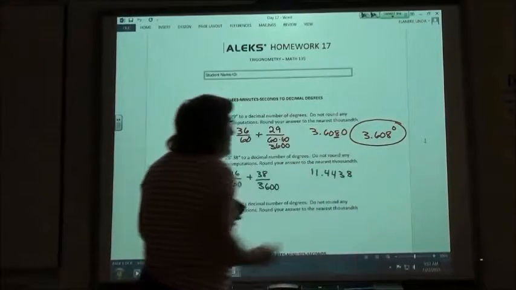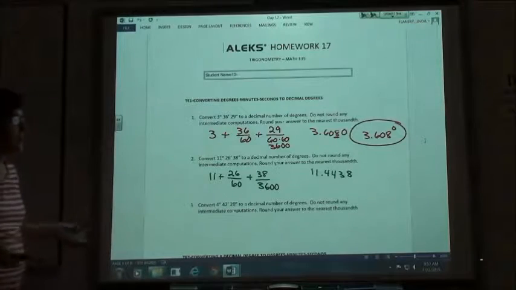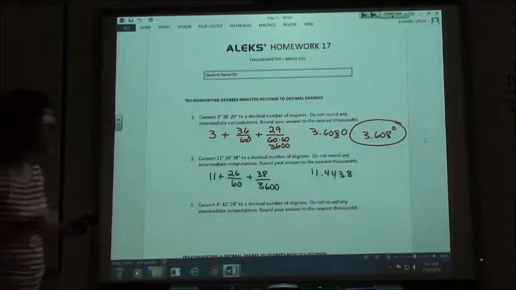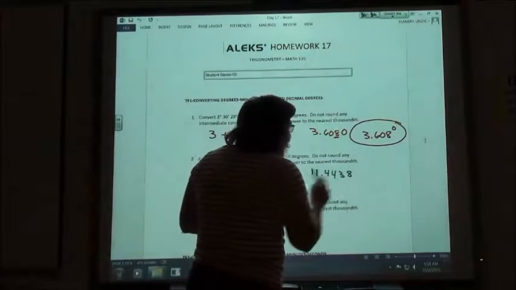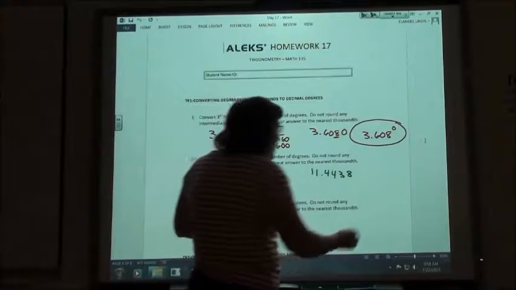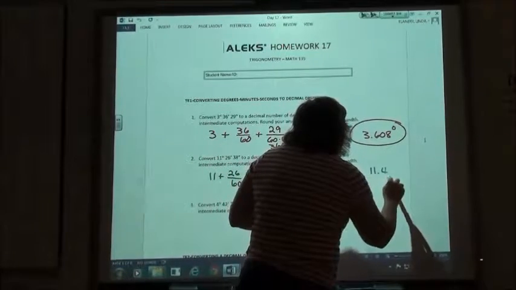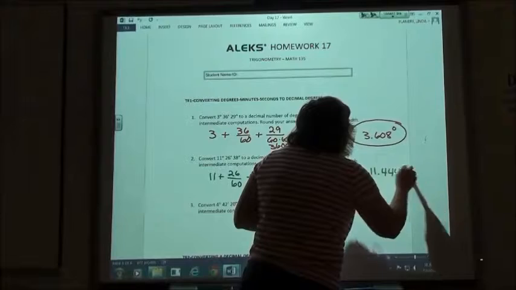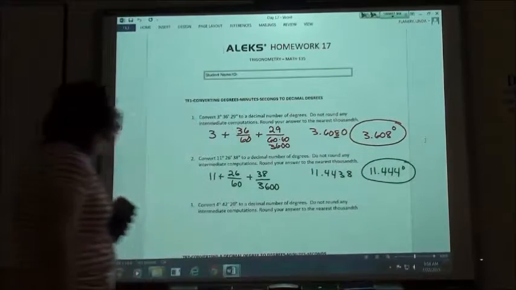11.4438. Since I'm rounding to the thousandths, a thousandths is 3 decimal places. I want to carry it to 4. And so behind there is an 8, so I've got to round it up. So 11.444 degrees is what I would round that off to.